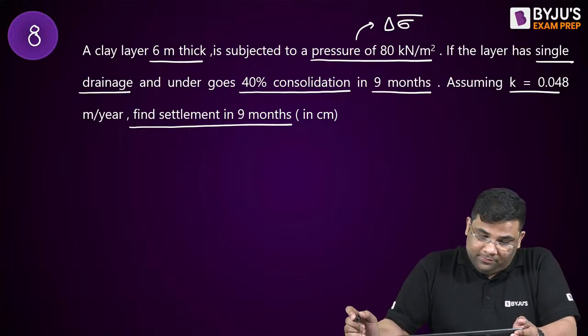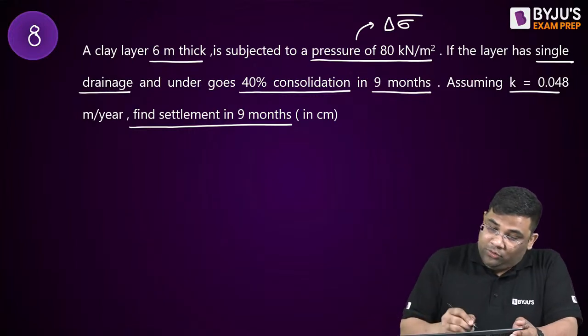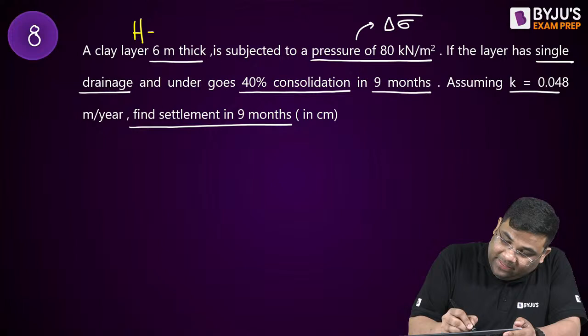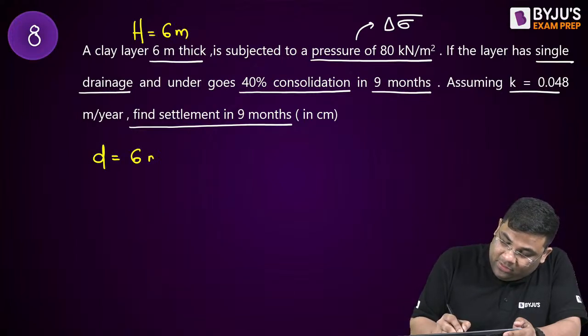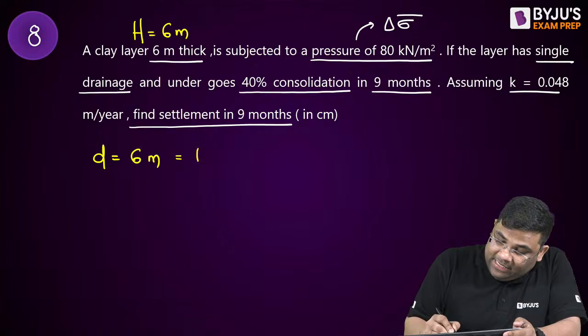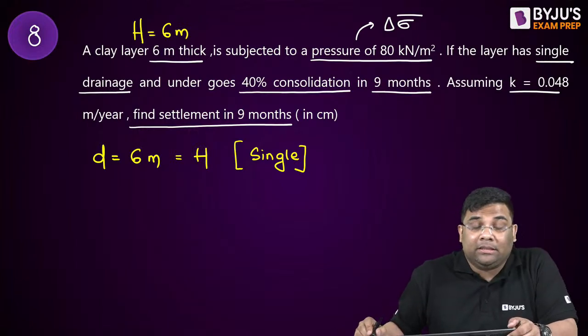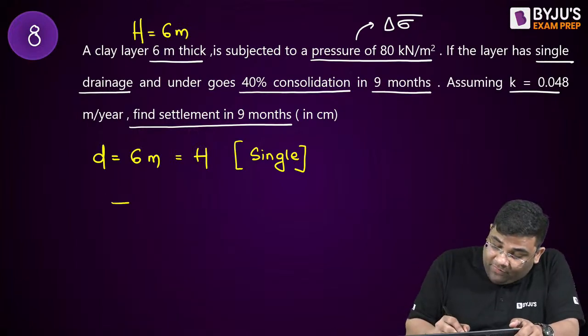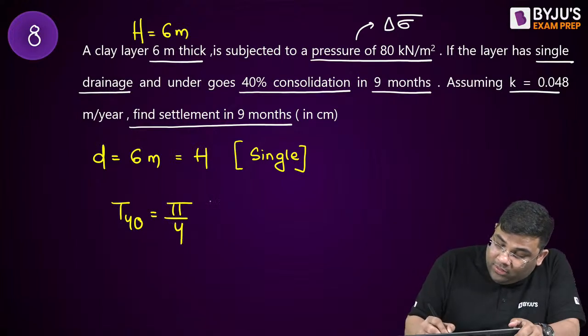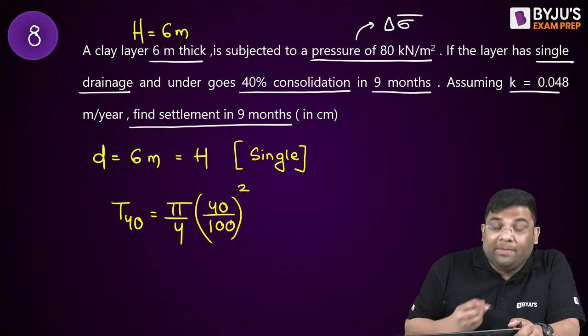So, you see here, this H is 6 meter. The drainage path will be what? Drainage path will be 6 meter only because it is single drainage. Now, time taken is given, 9 months for 40% consolidation. For 40% consolidation, I can find out the time factor. The time factor will be pi by 4, 40 by 100 square.